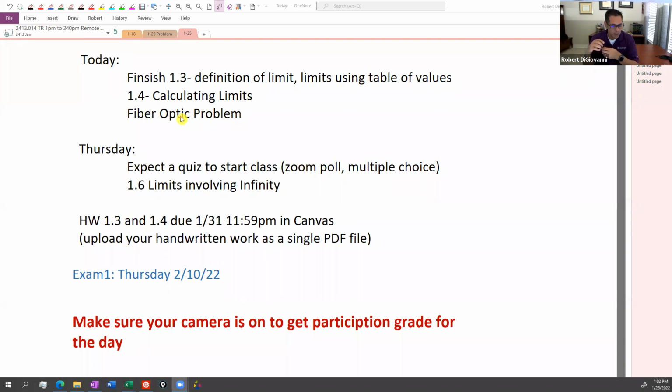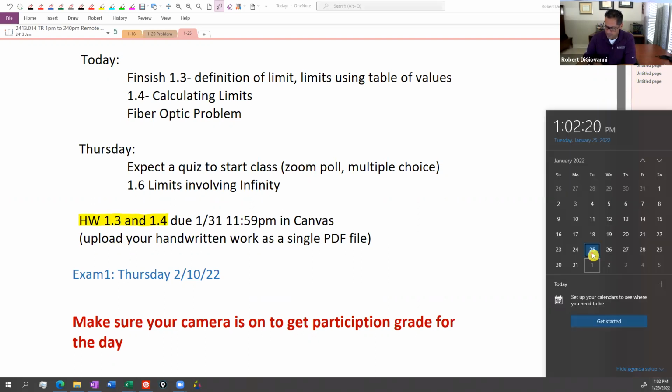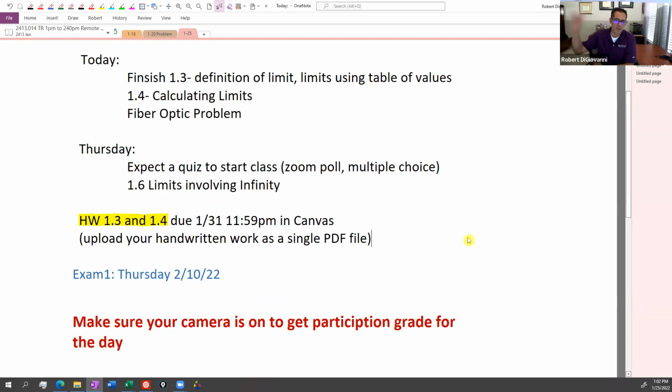And then homework, just remember that the homework is due for 1.3 and 1.4. What is the 31st? Is that Monday night? Yeah, Monday night. So this upcoming Monday, 11:59 p.m. Make sure you submit your handwritten work for 1.3 and 1.4. Also, make sure that it's all in one file, even though it's 2 sections. Make it one file, submit it through Canvas. And then I'll just look at it, review it, and make sure you're using correct notation and neatness. You're not just writing answers down, you're actually working through things.